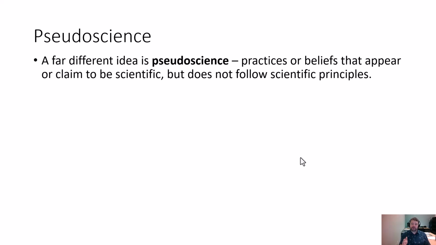When we talk about scientific principles, we're normally talking about the scientific method, and that for something to be scientific, it needs to follow the majority of the scientific method. We'll talk about certain things in the scientific method that may not need to be followed in order for something to still be considered science.